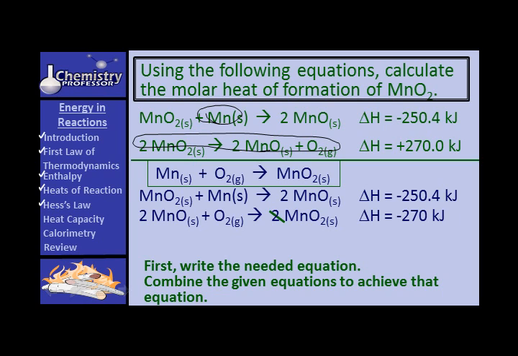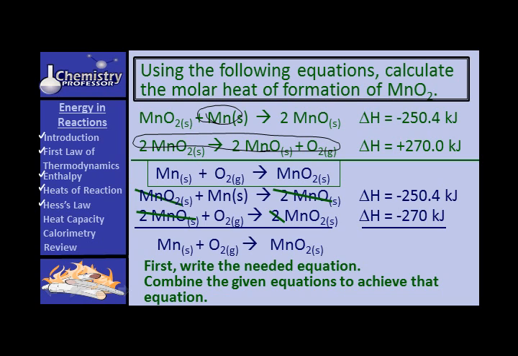All right, let's take these things and add them algebraically. One MnO2 will cancel one of those two MnO2s. Do you see? And the two MnOs will cancel the two MnOs, and look what we are left with. We are left with manganese plus oxygen giving MnO2 solid. And the delta H is going to be minus 520.4 kilojoules. That's right. There are all kinds of things that you can do with this and the heats that you can calculate.